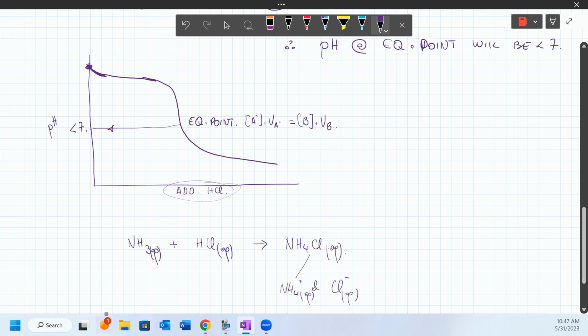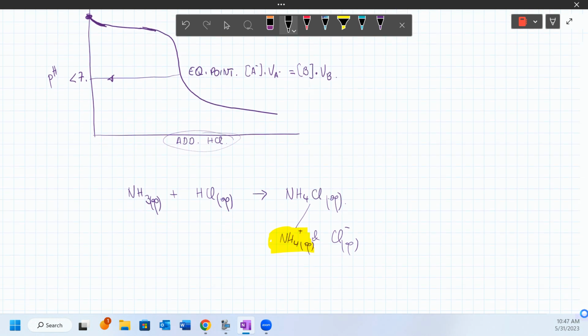So now, as you see here, what do you have in the product is NH4+. Is it an acid or a base? You can check even in your data booklet. Is it able to donate or to accept a proton? Based on the Brønsted-Lowry theory, it will donate a proton. So this is an acid. That means that this is why the pH is less than 7.